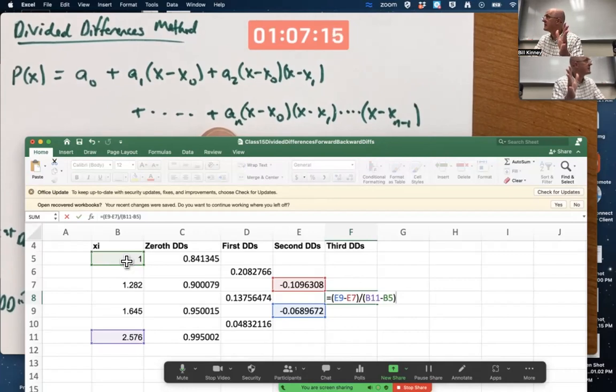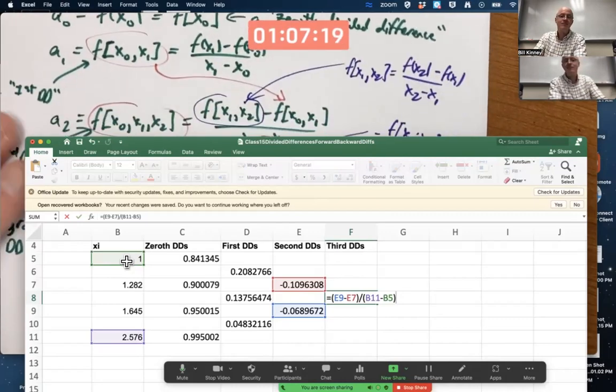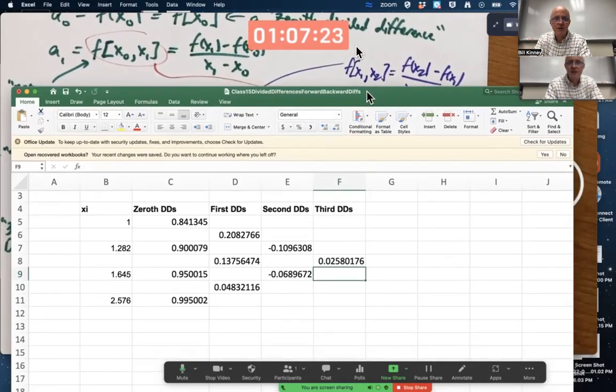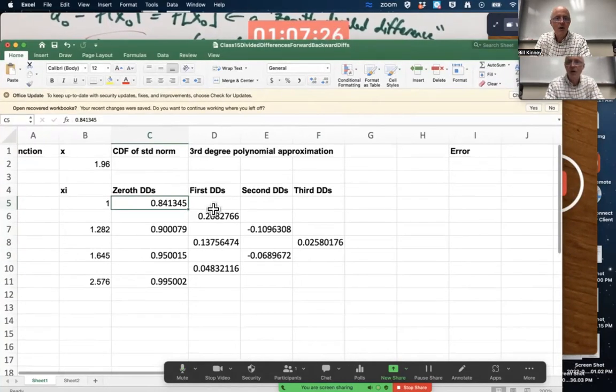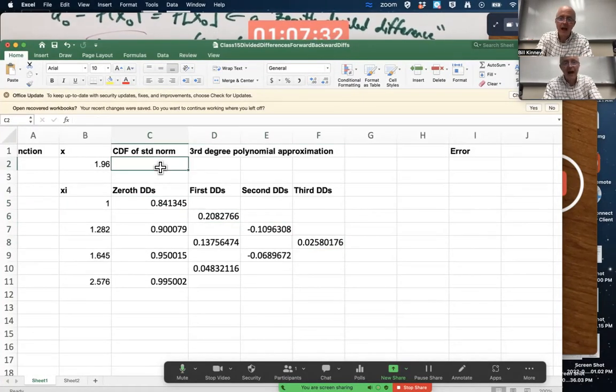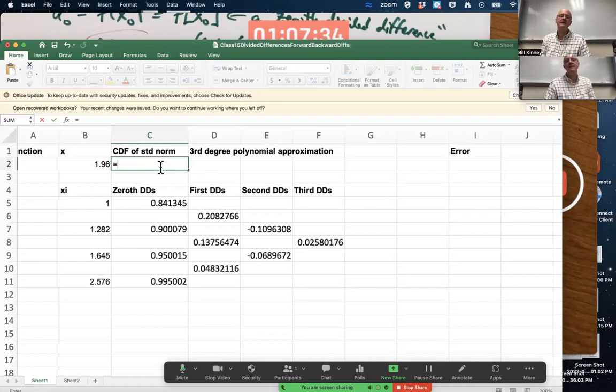I'm not showing you algebra details because it's too messy. Okay, so there's the last coefficient. So A0 is 0.841345, A1 is this, 0.208, A2 is this, and A3 is this one. Now to approximate the CDF of the standard normal at x equals 1.96.